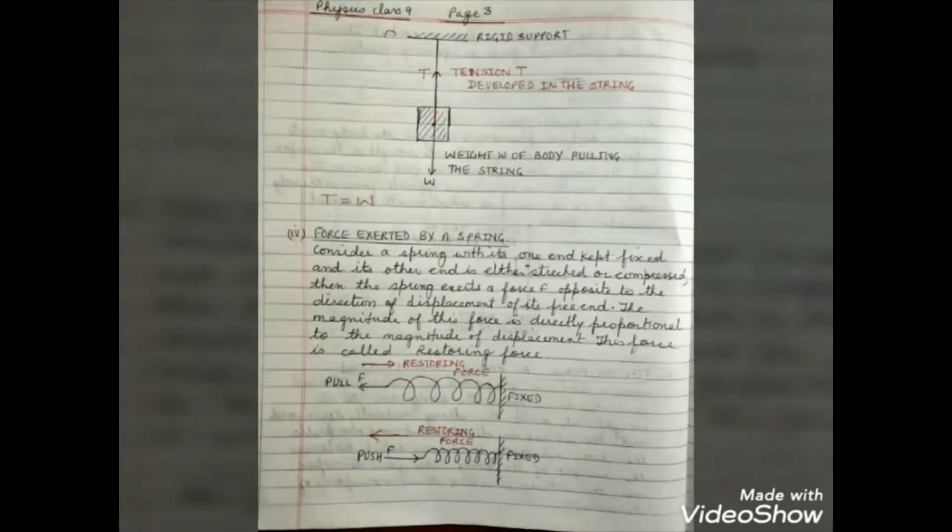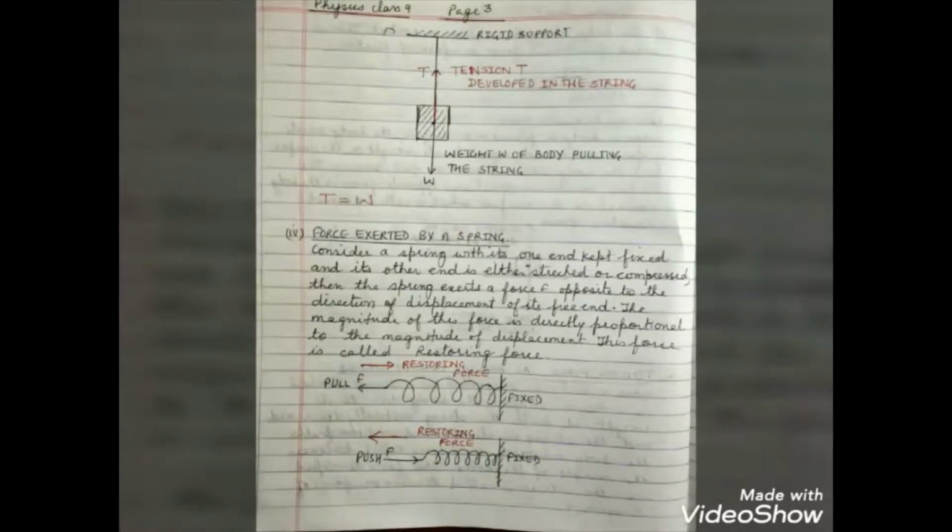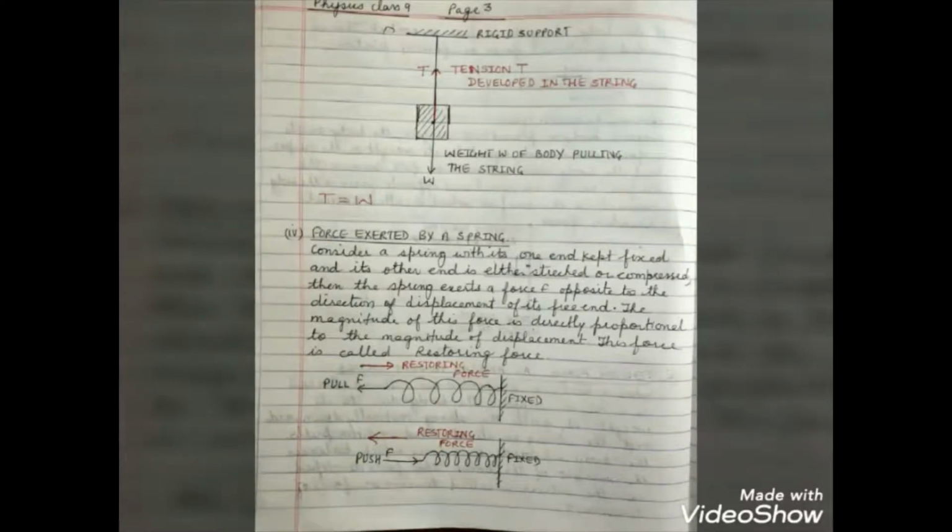The magnitude of this force is directly proportional to the magnitude of displacement, and this force is called the restoring force. If you see the diagrams, in the first diagram, if we are pulling the spring, we find the restoring force is in the opposite direction, which means on releasing, the spring will try to come back to its original state or position due to the restoring force.